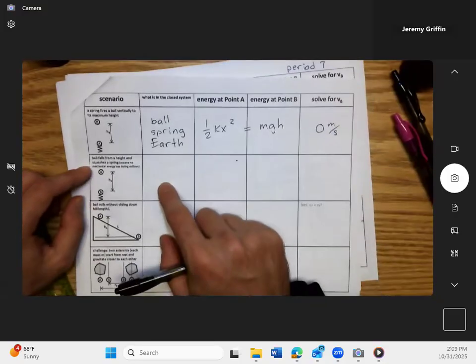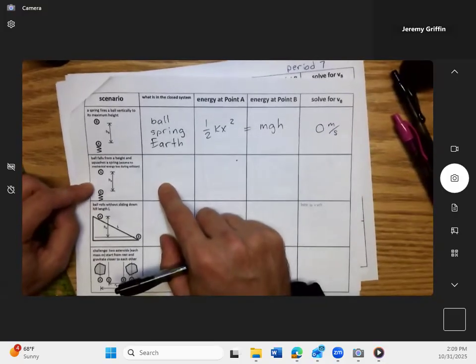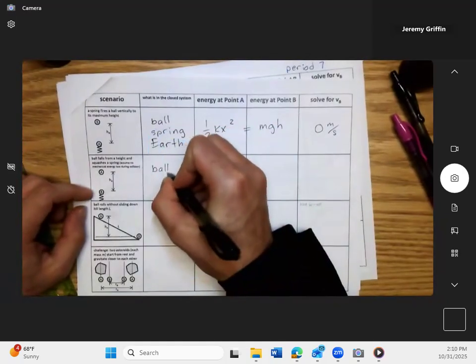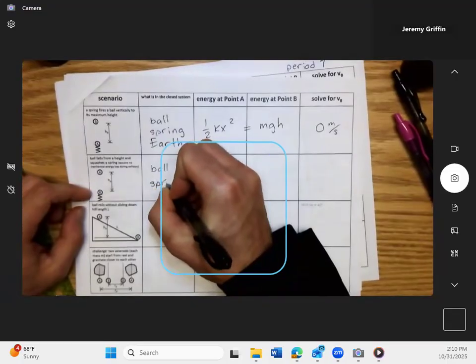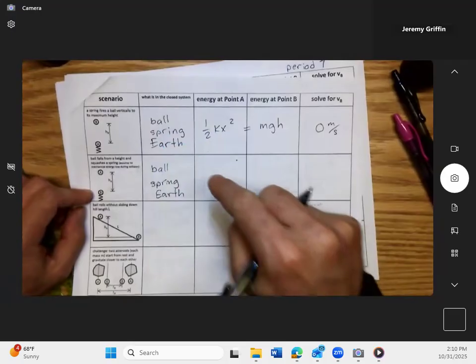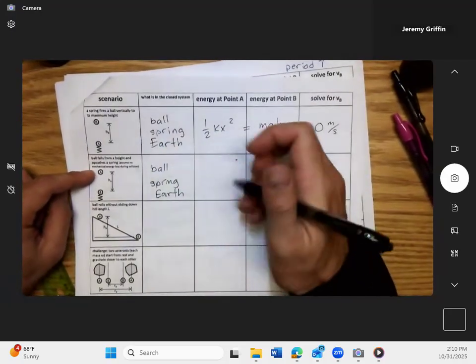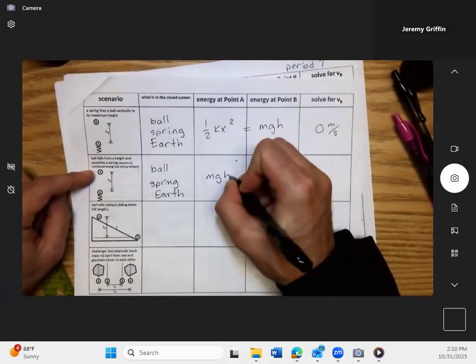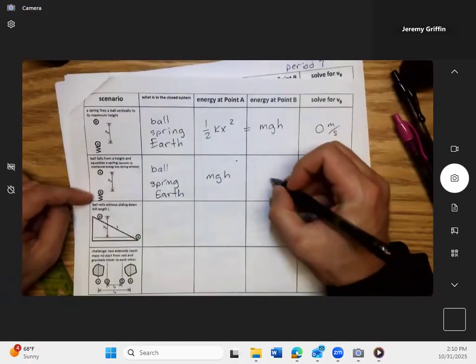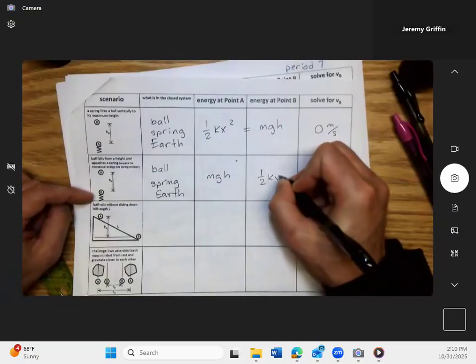Let's go the other way. You drop the ball and it lands on the spring. You guys think it's still the ball, spring, Earth system? Okay. What kind of energy at point A? Gravitational potential, mgh. And then at point B, what's a good guess? Maybe 1/2 kx squared, something like that.